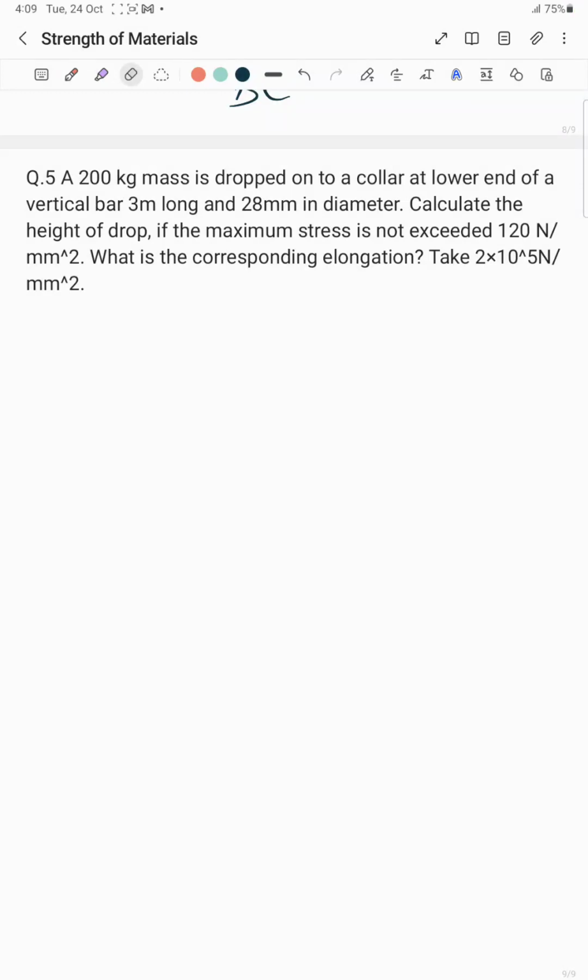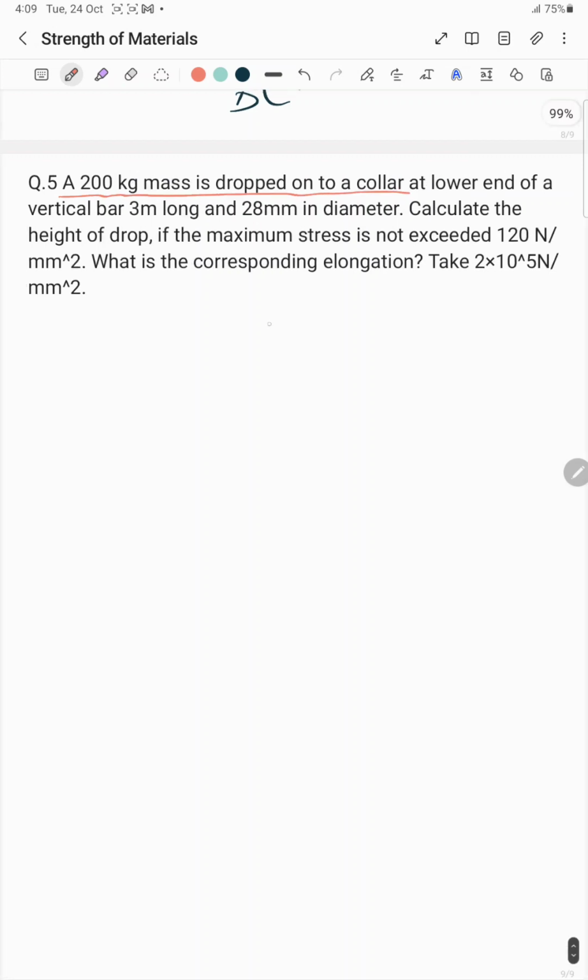This is the fifth question based on strain energy. In this question it says that a 200 kg mass is dropped on a collar. So, dropped on a collar, that means the type is impact load case.